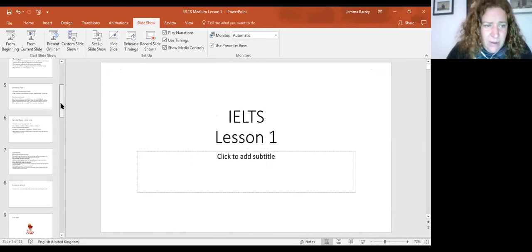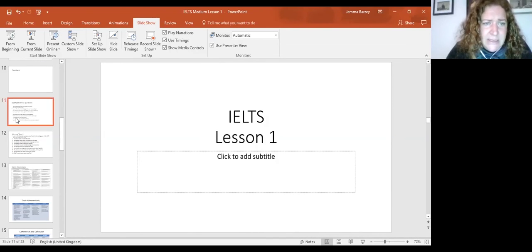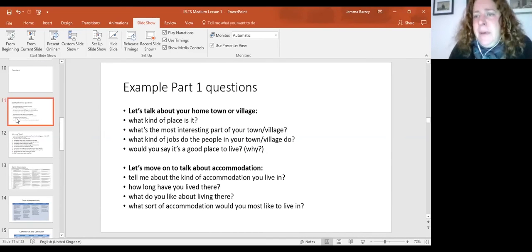And what I've got is an example of some part 1 questions. So this is what the examiner would say. Let's talk about your hometown or village. And then they would ask these 4 questions. Okay, what kind of place is it? What's the most interesting part? What kind of jobs do the people in your town do? And would you say it's a good place to live?